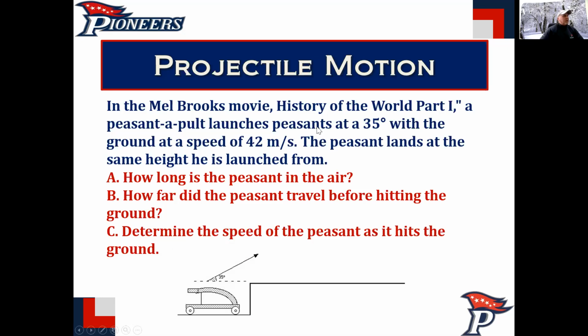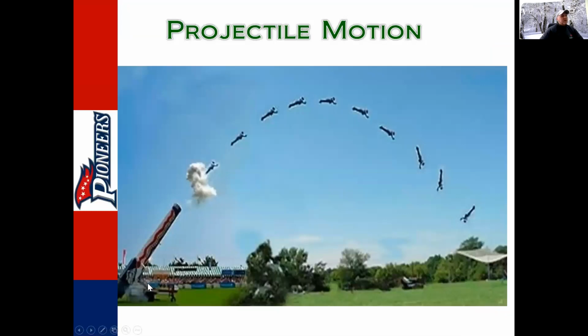So they used a peasant pult. They're launching him at 35 degrees at a speed of 42, so that speed is VO. We've got the angle. The peasant lands at the same height he is launched from, so it looks like this too. In real life, they probably do these at carnivals. That's a cannon launching a guy into a net. Hopefully they've calculated where the net should be, otherwise that guy's going to have a headache.